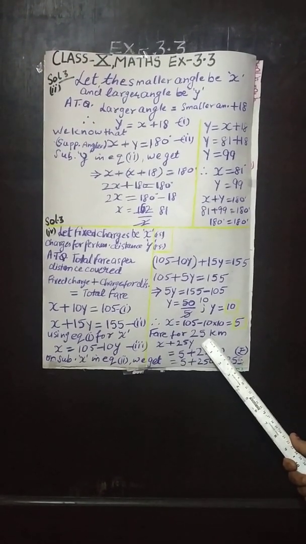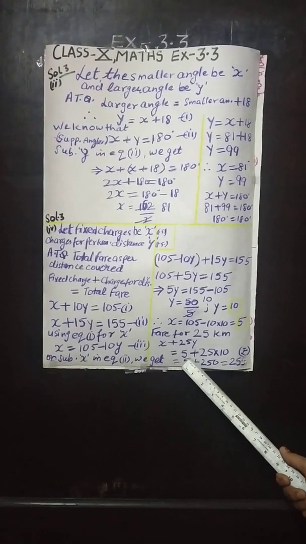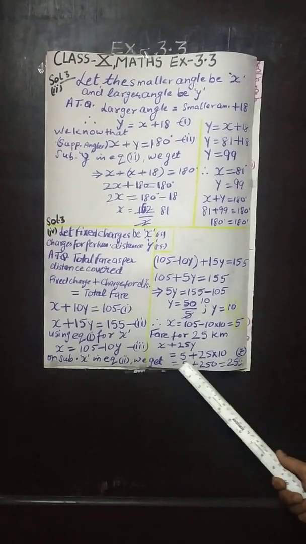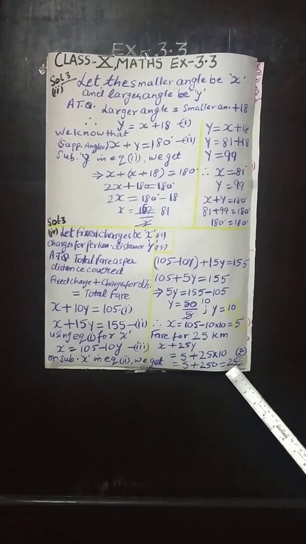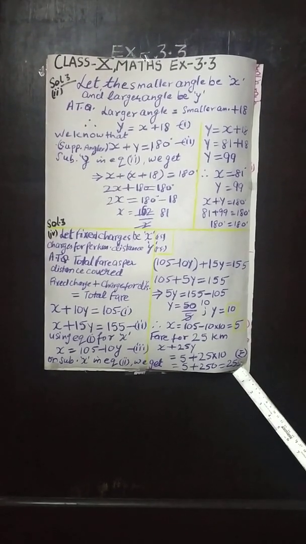So for 25 kilometers, a person will pay x plus 25y. x is 5 and y is 10. So 25 into 10 is 250. 250 plus 5 is 255, which will be the fare paid by a person if he travels 25 kilometers.